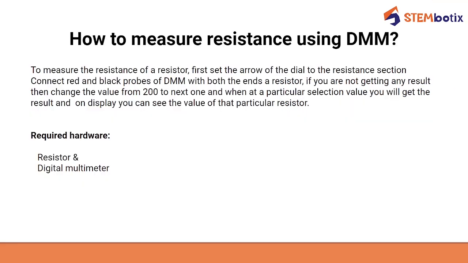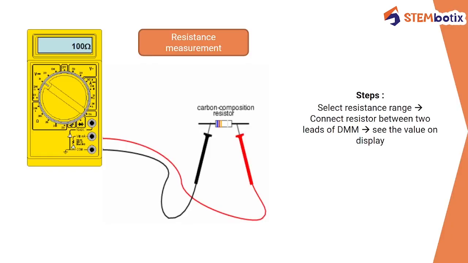Now the second is how to measure resistance using a digital multimeter. To measure the resistance, you'll require a resistor of unknown or known value and a digital multimeter. First set the arrow of the dial to the resistance section and connect first the black probe and then the red probe of the digital multimeter to both ends of the resistor.